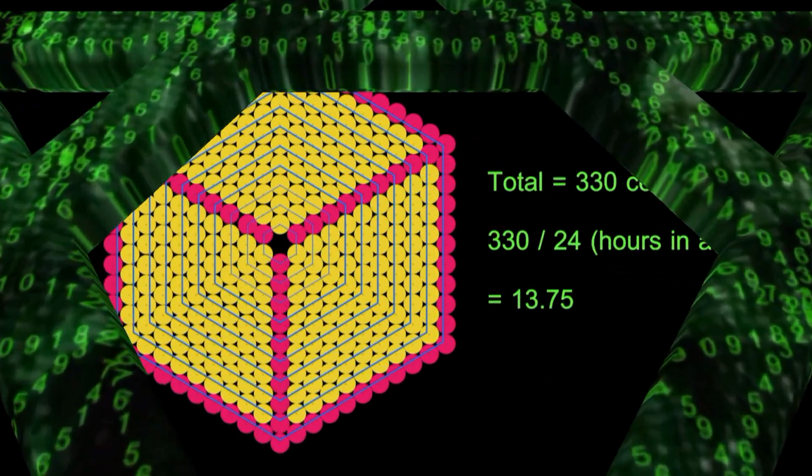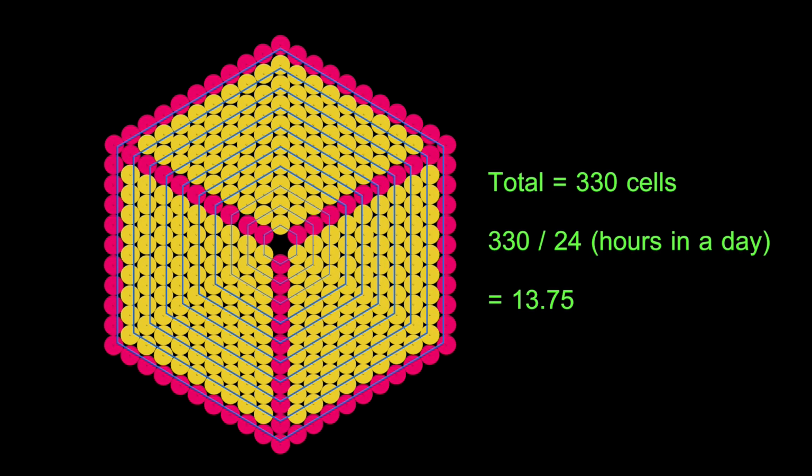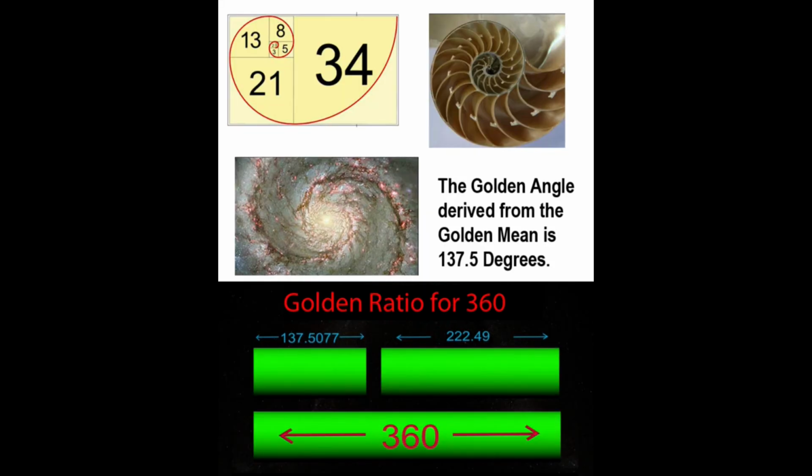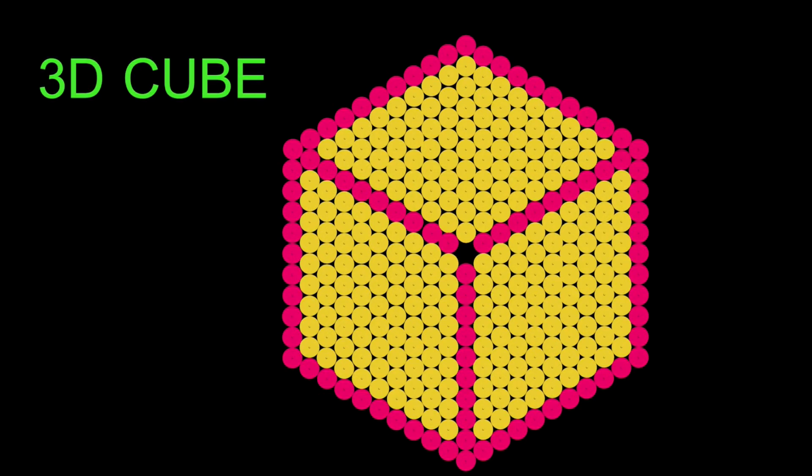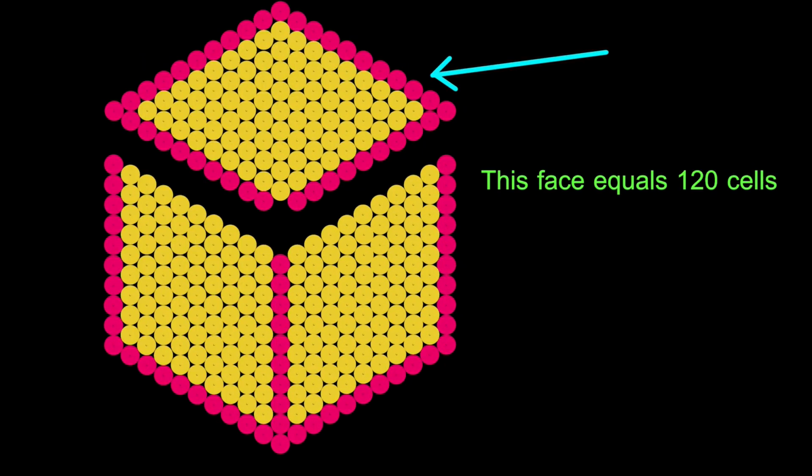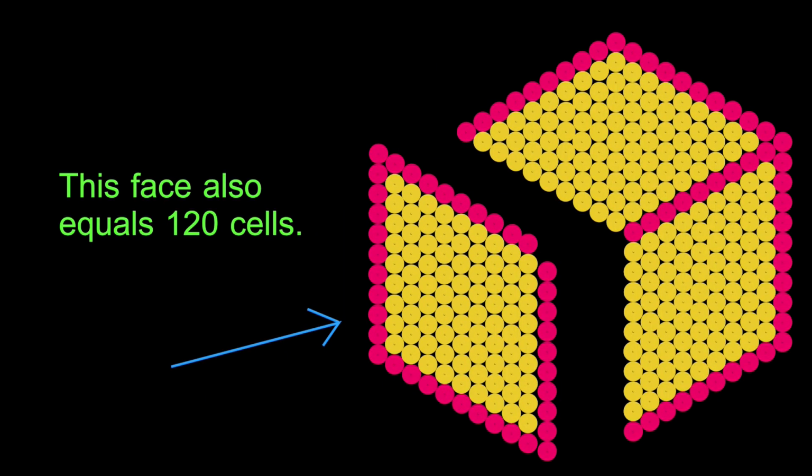One last bit of information. That hexagon to the 10th level contains 330 individual building blocks. If we divide 330 by 24, we get 13.75. Scientists estimate the age of the universe to be 13.75 billion years, and 137.5 degrees is also the golden angle. We have 24 hours in a day. If you look at the hexagon as a three-dimensional cube, each face has 120 building blocks, which give you a perfect 360. It is also incredible.